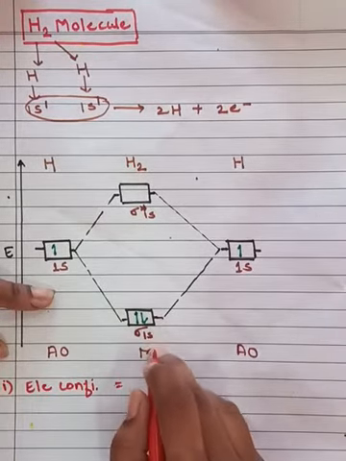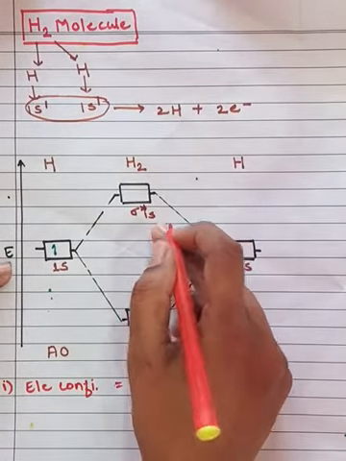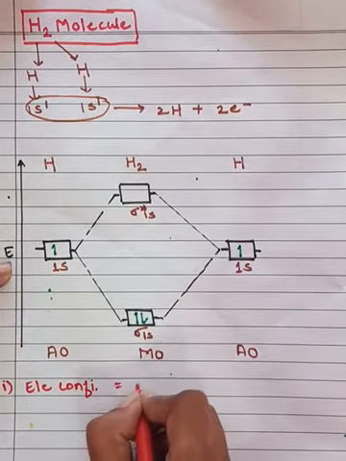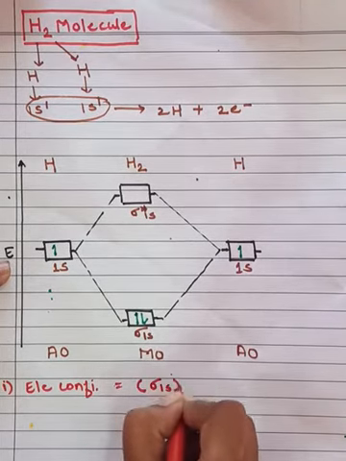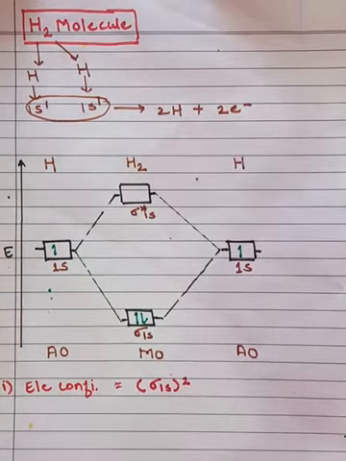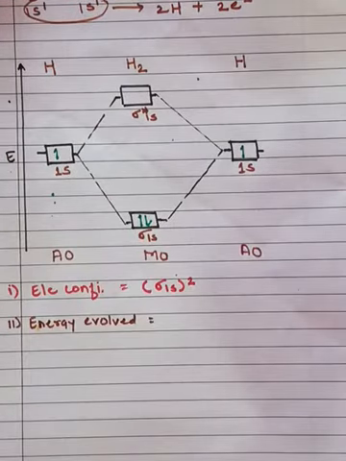There are only two electrons in the bonding molecular orbital and no electron in the anti-bonding molecular orbital. So that's why we can say that the electronic configuration is sigma 1s2, right? Now let us move to the second factor. Yes, the second factor is the energy evolved.